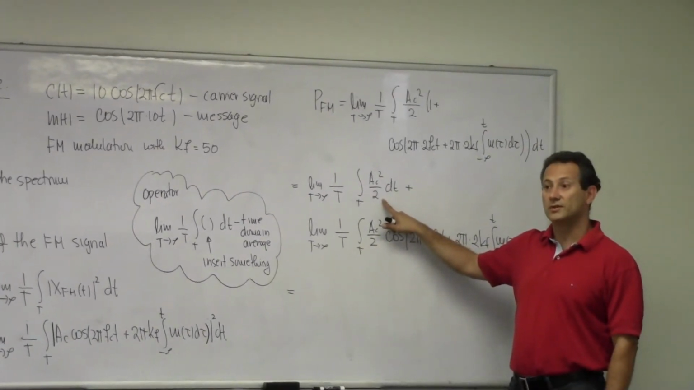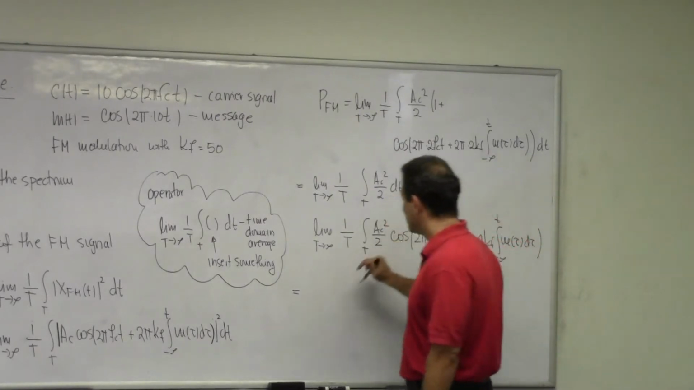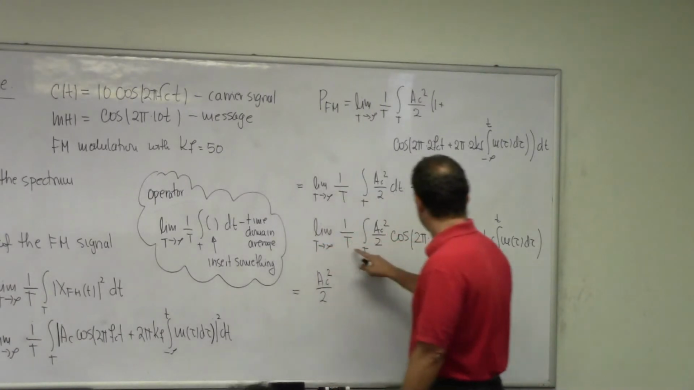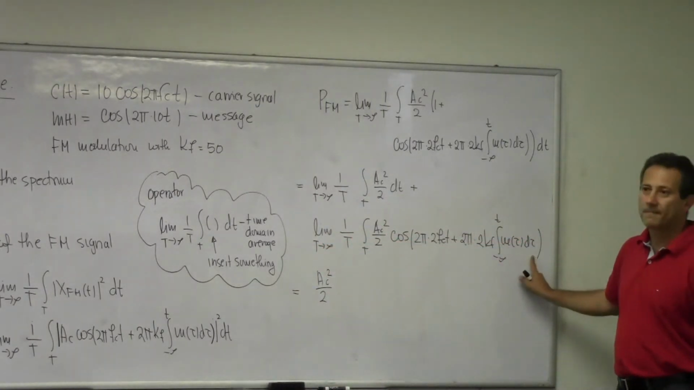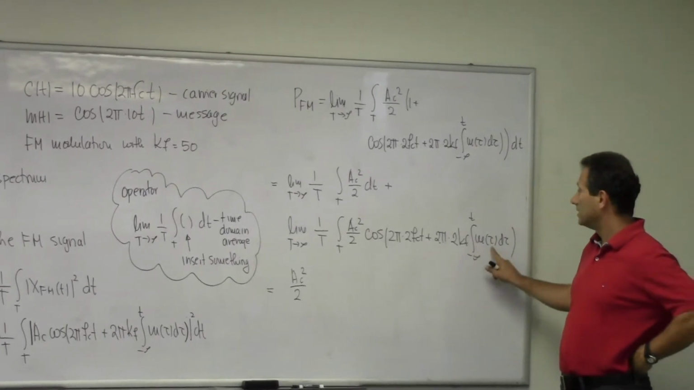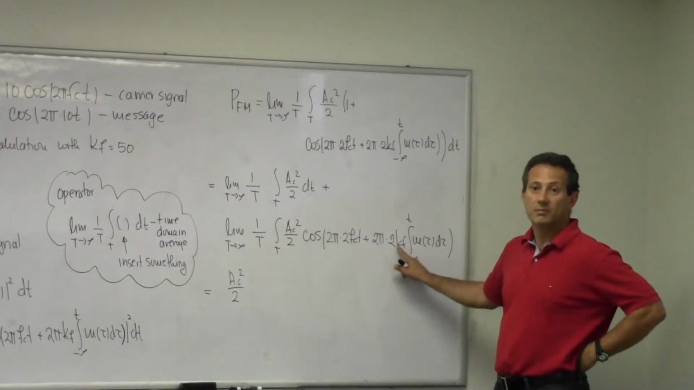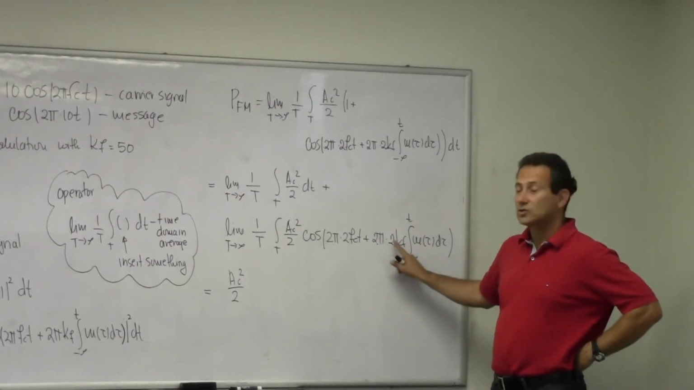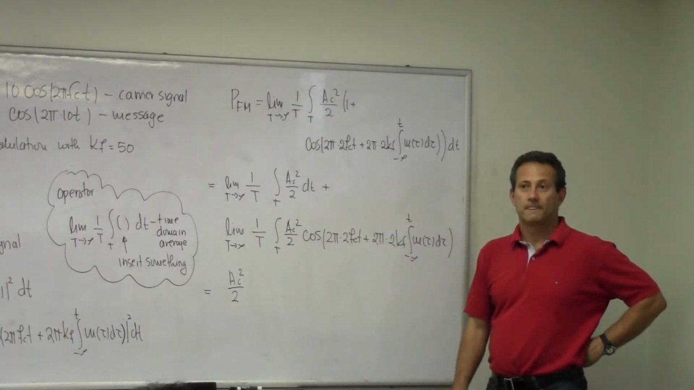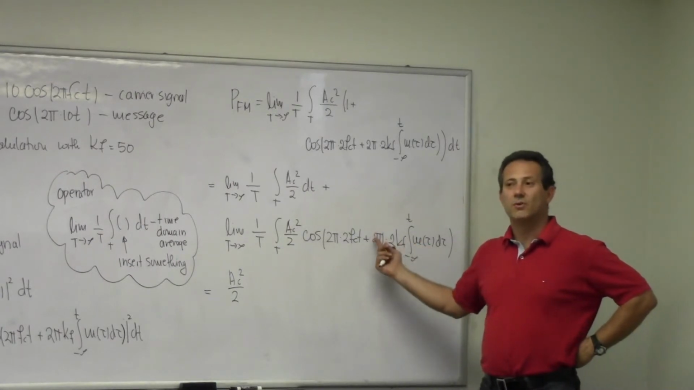What's the average of a constant? The constant itself, right? So this is Ac squared over 2. What's the average of the second one? Now bear in mind, this fc is much greater than W, where W is the bandwidth of m(t). So what is the average of this one? Another way of saying average: what is the DC component of this one?